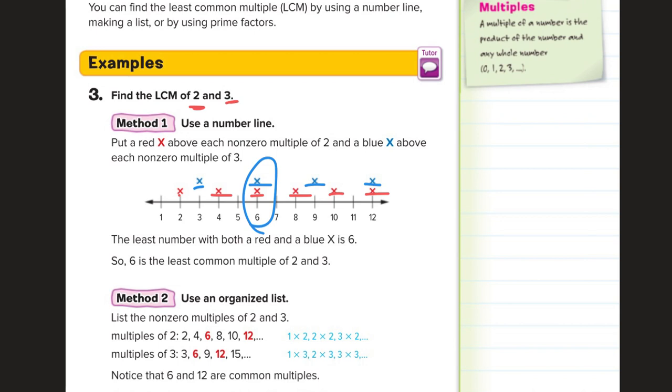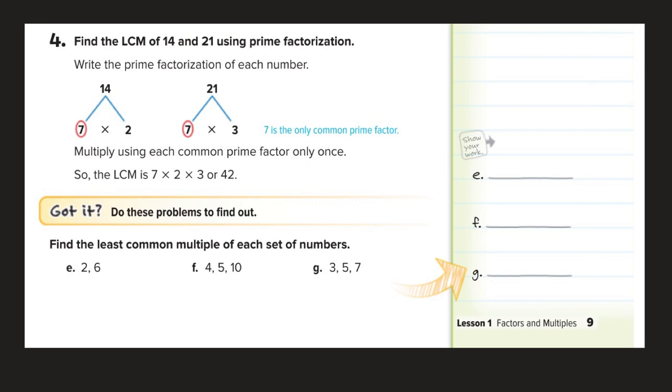Now, if you're trying to find least common multiple of bigger numbers, this would be a pain. So you could use the list method where you write out all the multiples. But again, that can be a pain because you're going to have to keep going, and some of them might not share a least common multiple until you're in the hundreds. So lastly, let's look at the least common multiple using prime factorization.